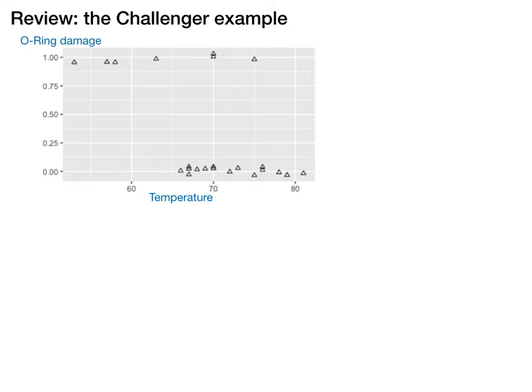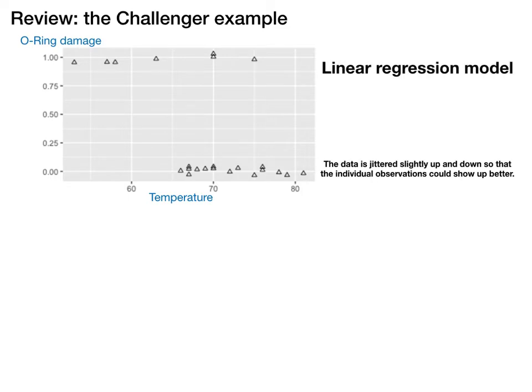So I have visualized the data in this graph. And you can see that some of these data are jittered slightly up and down so that these individual observations could show up better in the graph. For example, when the temperature is about 67, we have about 3 observations at the same temperature. And if I don't jitter them, meaning if I don't slightly move them up or down, we might not be able to see all of them. So this is just a tool for visualizing the data.